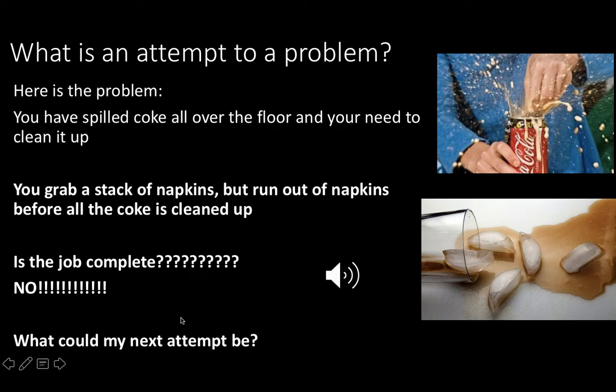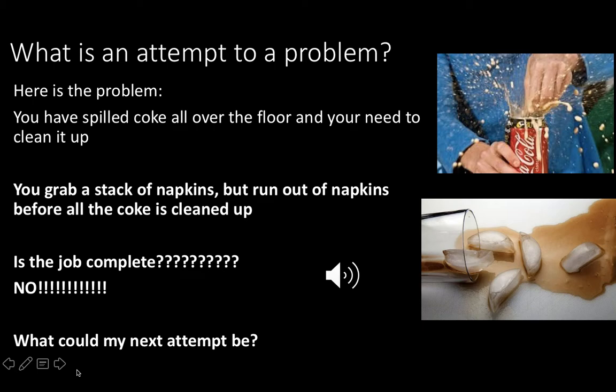You grab a stack of napkins. So, what is an attempt to a problem? Well, let me give you a problem and an attempt, and let's see if you can understand. Here is your problem. You have spilled Coke all over the floor, and you need to clean it up. I know that this is a problem that many of you have had before, myself included. So let's attempt to fix the problem.